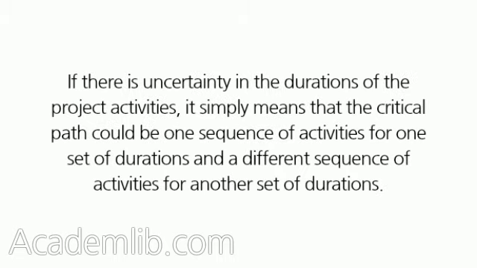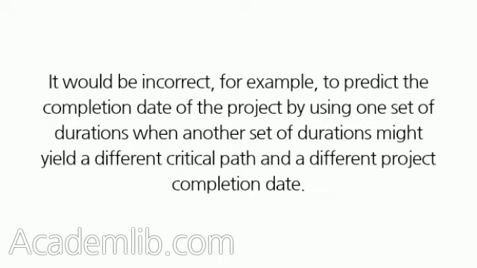If there is uncertainty in the durations of the project activities, it simply means that the critical path could be one sequence of activities for one set of durations and a different sequence of activities for another set of durations. It would be incorrect, for example, to predict the completion date of the project by using one set of durations when another set of durations might yield a different critical path and a different project completion date.